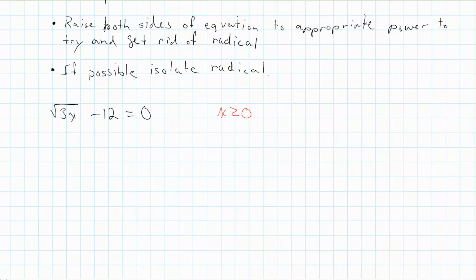Because I don't want to deal with complex instances here, we're going to isolate this. And so we have the square root of 3x is equal to 12. We just add 12 to both sides.